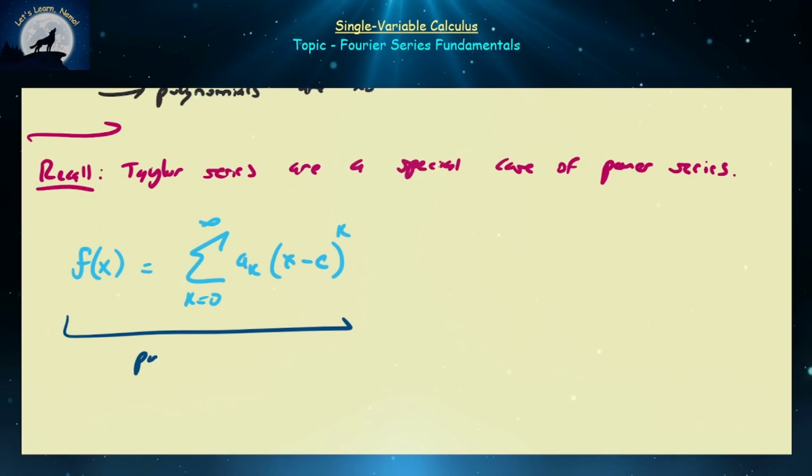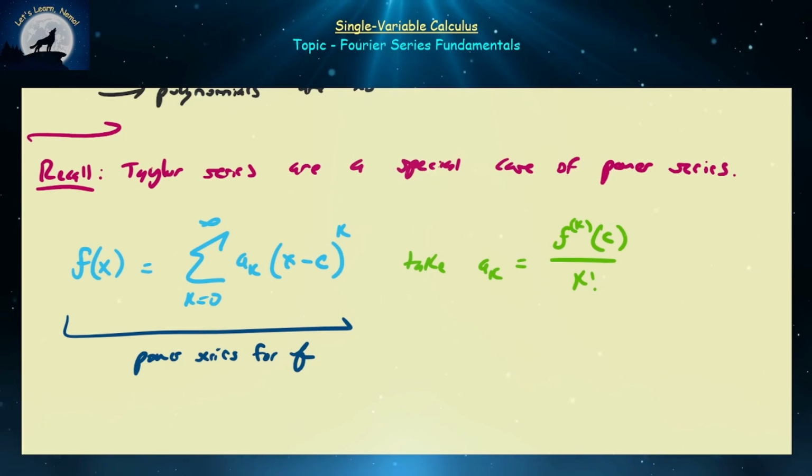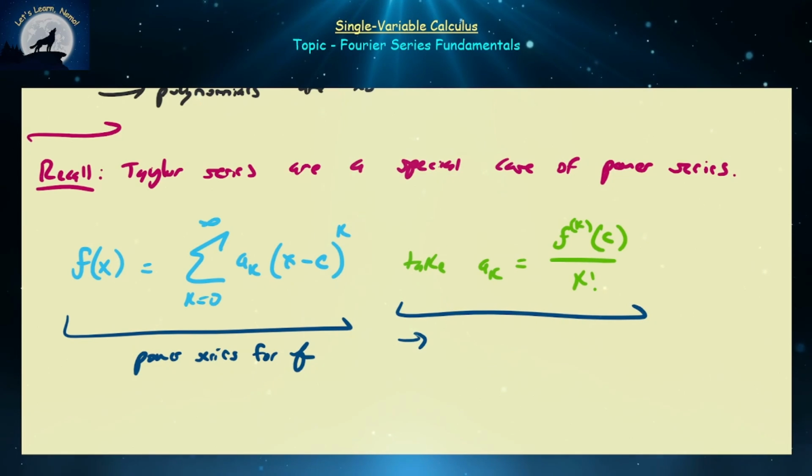So this is a power series representation for f, right? And if we take these coefficients ak to be equal to the kth derivative of f evaluated at c divided by k factorial, then this will turn this power series into what we would know as a Taylor series centered around c. And some people will say that if c is equal to 0, this is called the Maclaurin series of that function.